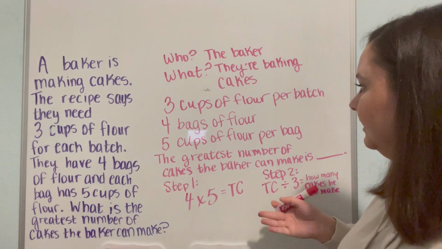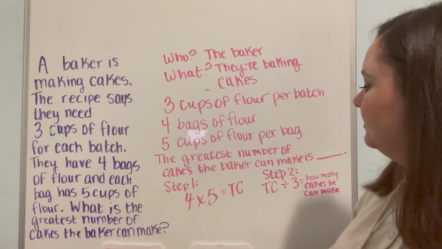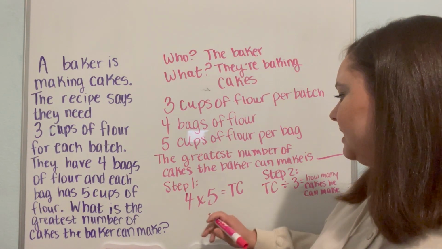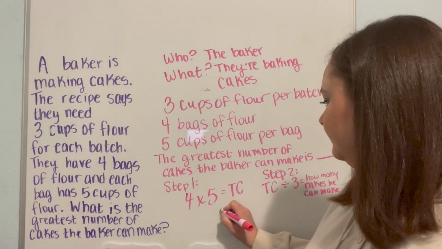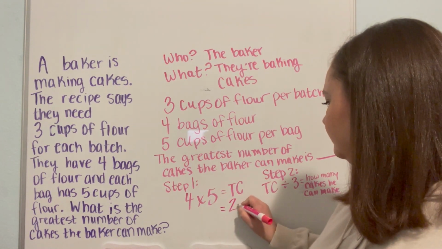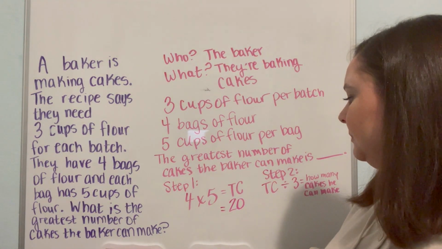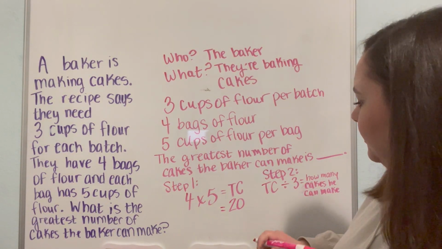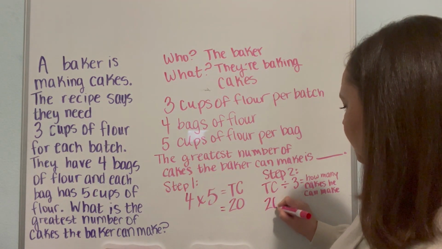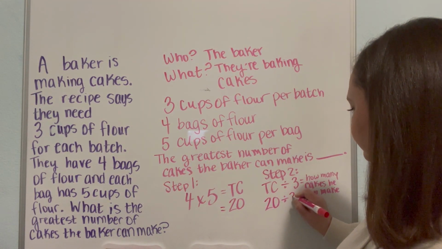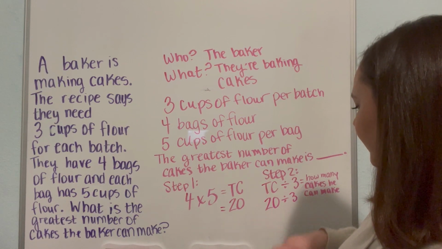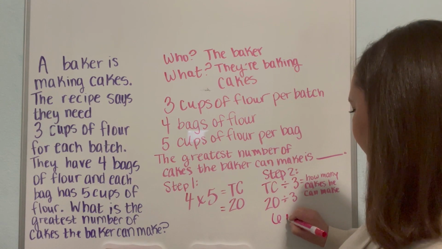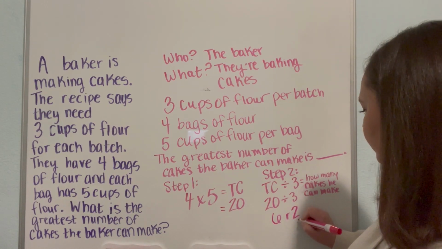Now that I have my plan and I've used all of the numbers that I found, I'm going to solve each step. So for step 1, I know that 4 times 5 is equal to 20. So the total number of cups that I have is 20 cups. Now I'm going to use that 20 that I found in step 1 in step 2. So 20 divided by 3. And 20 divided by 3 gives me 6 with a remainder of 2.